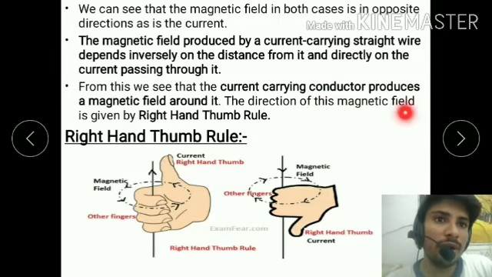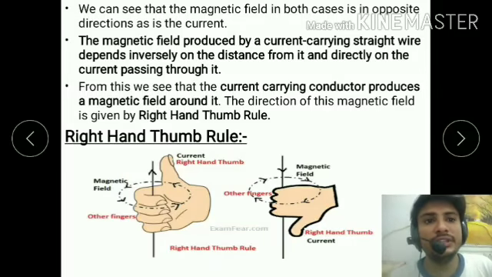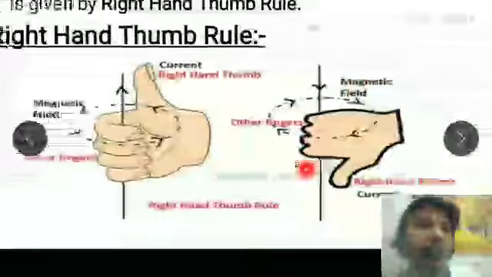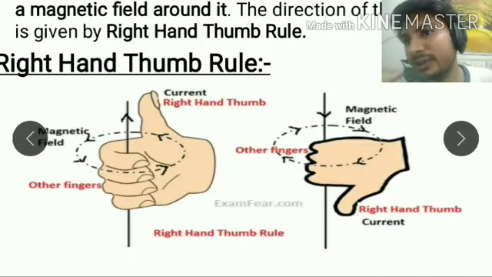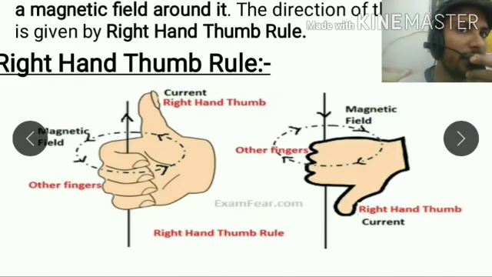The direction of the magnetic field is given by the right hand thumb rule. The direction of the magnetic field and the direction of the current is given by the right hand thumb rule. This is the right hand thumb rule. This is a most important question. You will get this question in your board exams and your competition exams also, so you have to remember it. What is the right hand thumb rule?